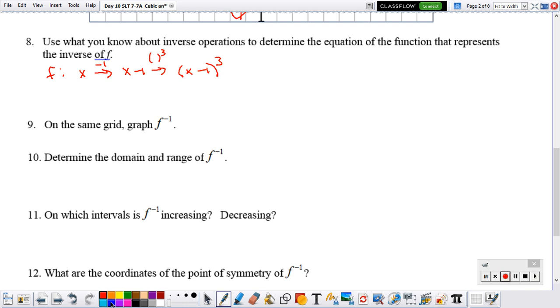So to find the inverse, we're going to do everything backwards. We're going to start with x, but the first thing that happened was cubing. The opposite of cubing is cube rooting. So the first thing I'm going to do is take the cube root of x. Now, working backwards, I subtracted 1, so the opposite of subtracting 1 is adding 1. So my inverse function is going to be the cube root of x plus 1. So let's write that down.